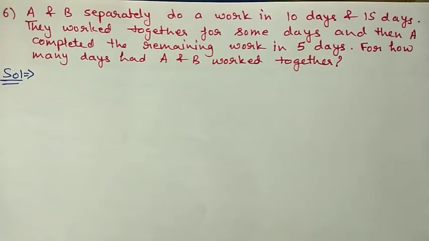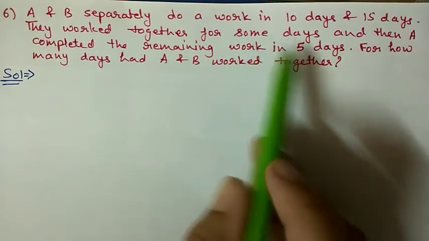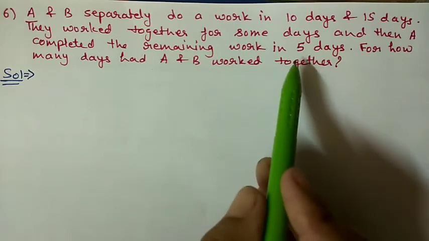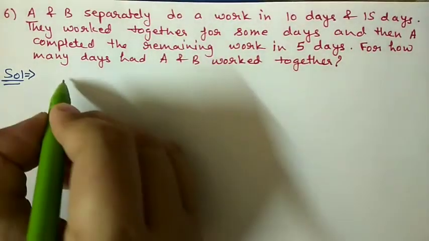Next question number 6. A and B separately do a work in 10 days and 15 days. They work together for some days and then A completed the remaining work in 5 days. For how many days had A and B worked together? So in this question they have given they work for some days. We don't know these days here. We have to calculate. And remaining work A has completed in 5 days. So we will start in this question in reverse way. First we will find out their 1 day work.